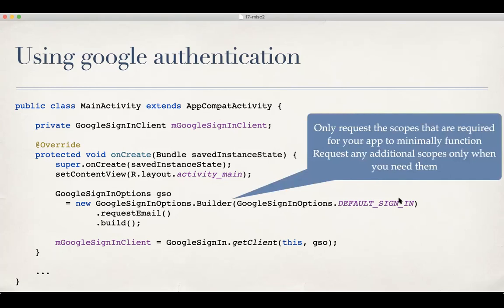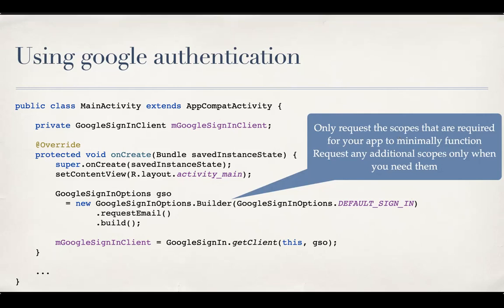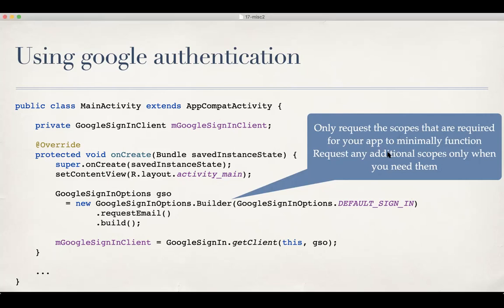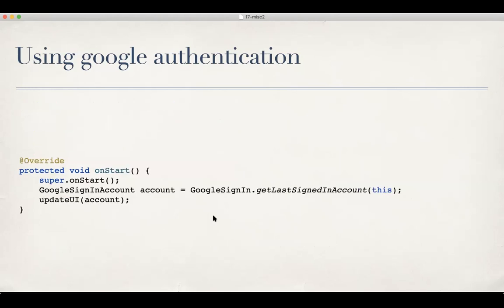Best practices suggest that you only request the scopes that are required for your app to minimally function. If you don't need email here, don't ask for it, and you can request additional scopes only when you need them. But usually, getting the email alongside a display name is fair enough. Users won't complain if they see that particular dialog box.